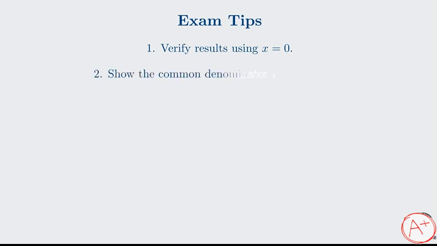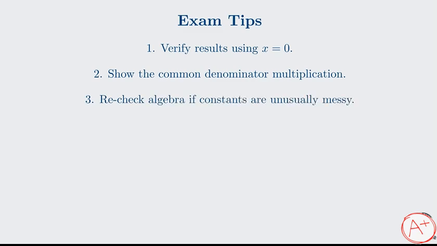Now, let's look at some practical Cambridge examination tips for this topic. Tip 1. Always verify your decomposition by substituting a random value for x, like x equals 0, back into both sides of your identity. Tip 2. Clearly show the common denominator multiplication step. Examiners look for this to award method marks. Tip 3. If you encounter a large fraction in your result, recheck your simultaneous equations or substitutions immediately.